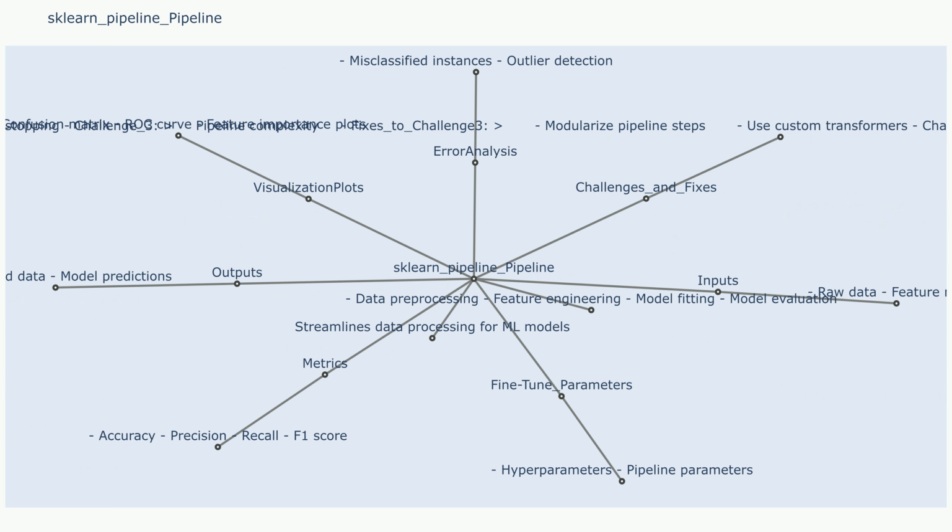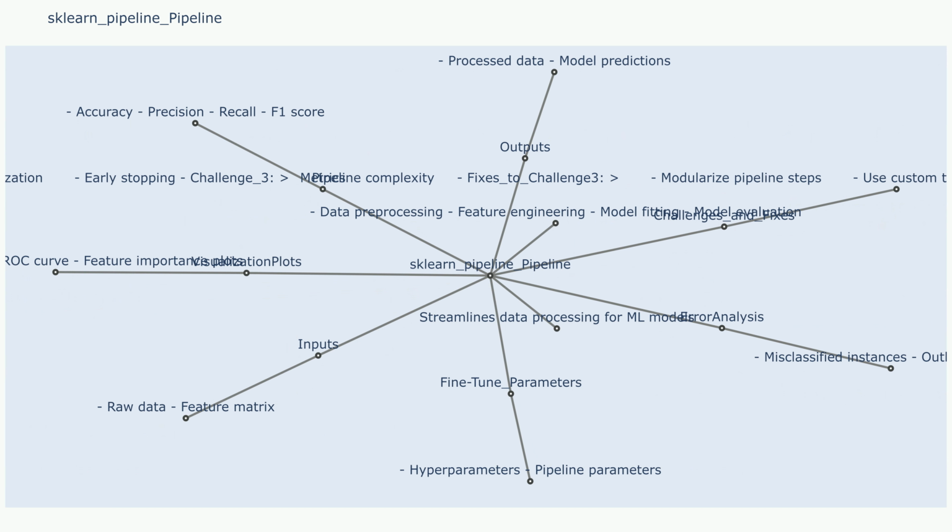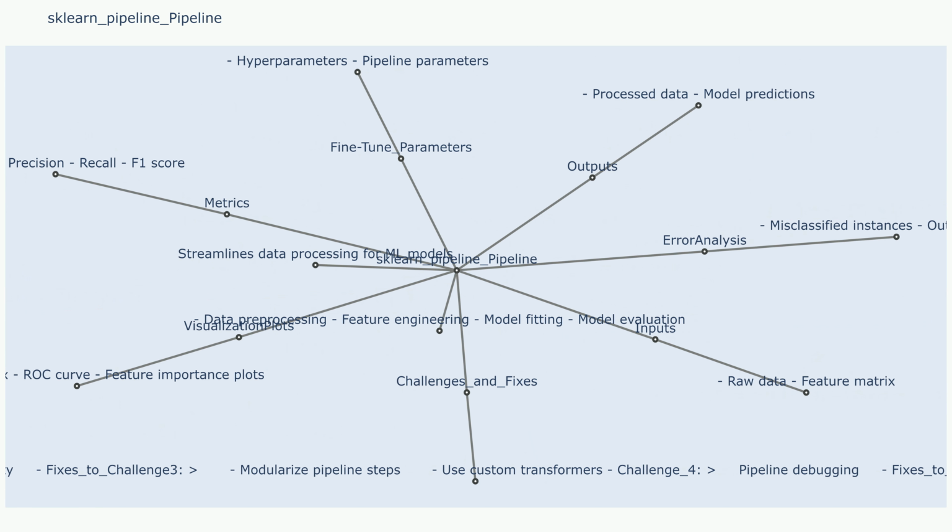Steps: transformers. Transformers are estimators that modify the data, often for feature engineering or data preprocessing. Some common examples include: StandardScaler standardizes features to have zero mean and unit variance. OneHotEncoder converts categorical features into numerical ones using one-hot encoding. PCA performs dimensionality reduction by projecting the data onto principal components.